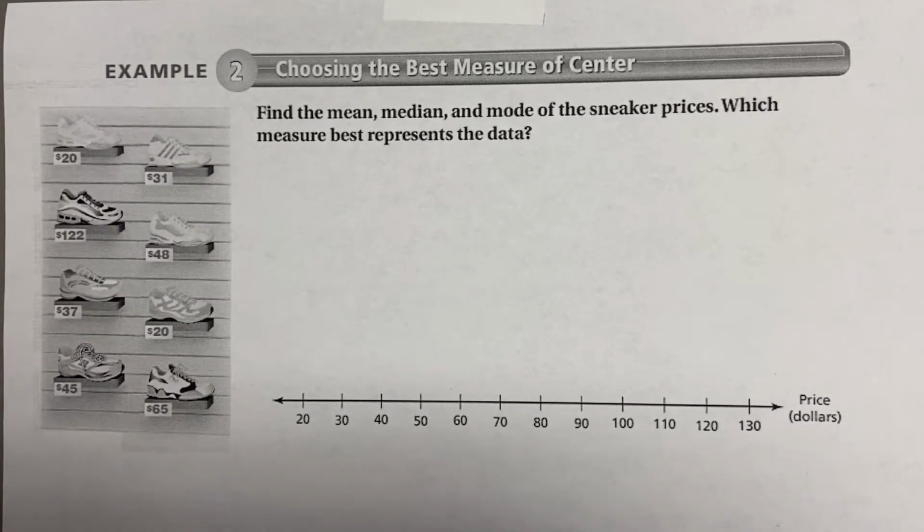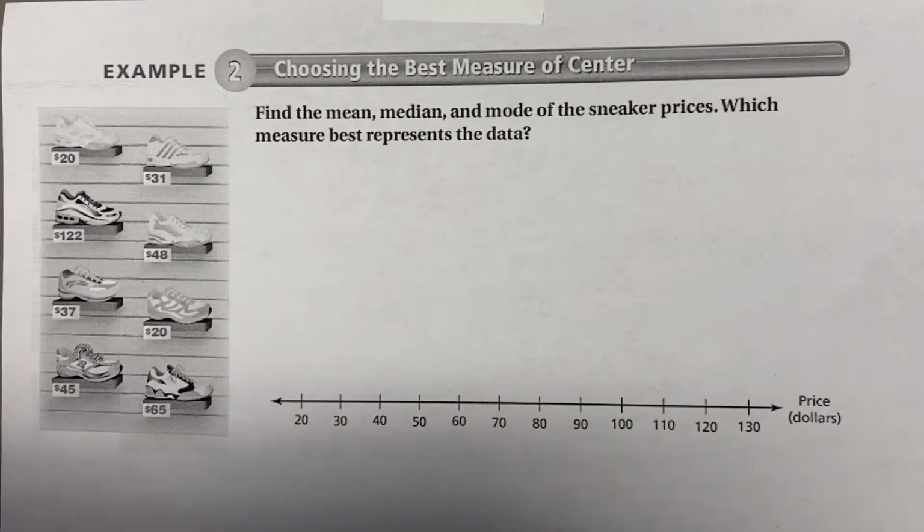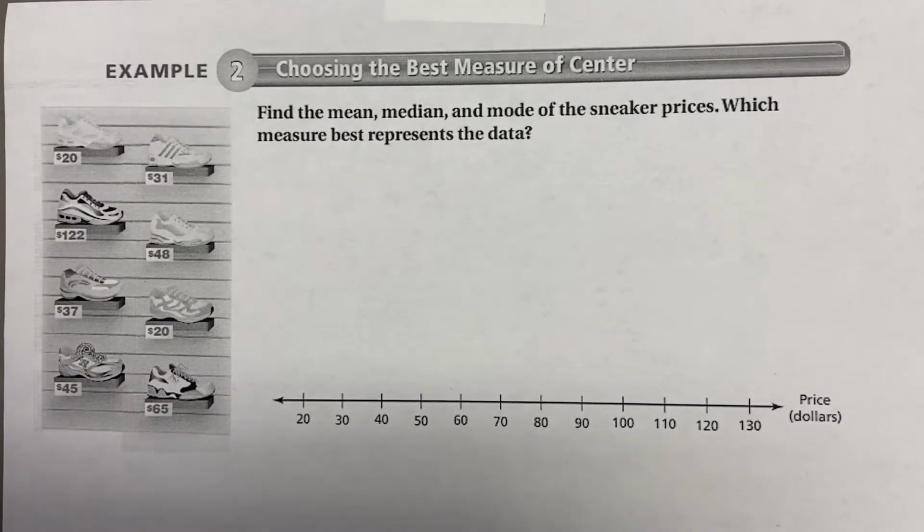Today we're talking about 8.1.2, choosing the best measure of center. So the measure of center, again, is going to be the central tendency, which is going to be mean, median, or mode. We talked before about the mean, median, and mode being the academic vocabulary. You can also call them average, middle, and most.